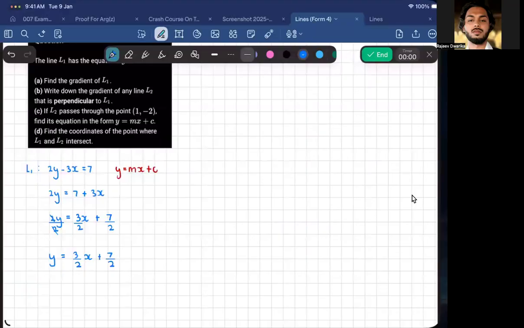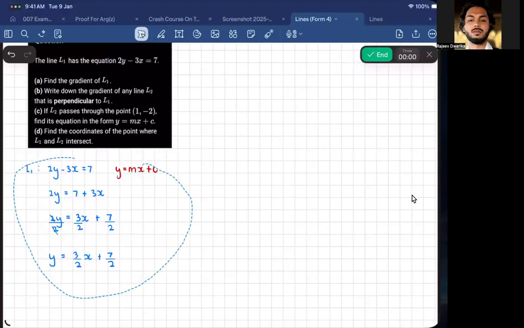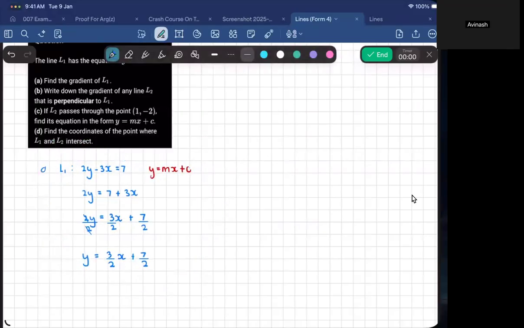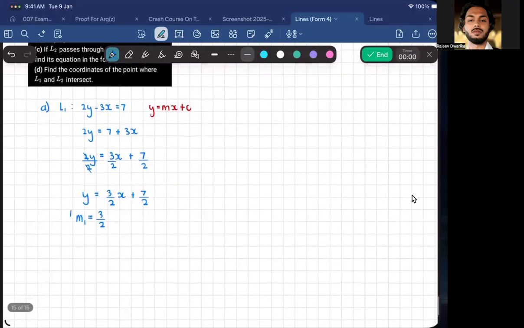Right. So you got the first part correct. So now you need to identify what m would be. So what would m be? 3 over 2. Right. So your answer for the first one, I'm going to write m1. So m1 is going to be 3 over 2. Answer for the first one. Yeah? Yes, sir.